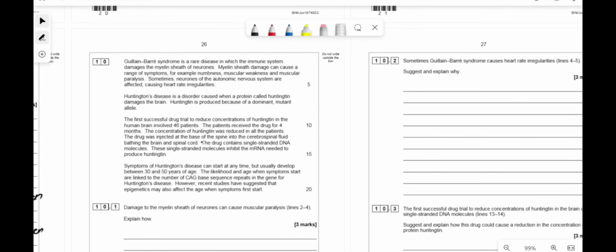The drug was injected at the base of the spine into the cerebrospinal fluid, bathing the brain and spinal cord. The drug contains single-stranded DNA molecules, and these single-stranded DNA molecules inhibit mRNA needed to produce huntingtin.